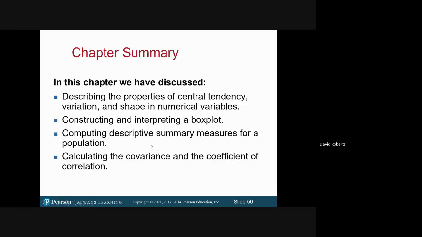So we talked about central tendency, variation, and box plots. And we use it to describe populations, and we use it to describe samples. And we did a little bit on covariance and coefficient, but not much. So just don't worry about that.